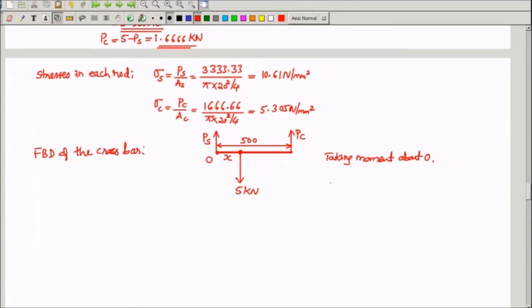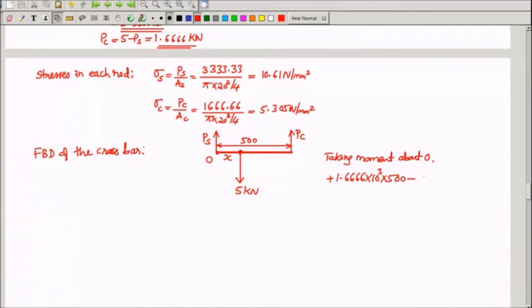So when you take the moment, PS into distance is 0, so PS will not produce any moment at O. PC will produce a moment. PC into 500 is a moment, 1.6666 into 10 power 3 because it is kilonewton, into 500. That's the moment, but it is an anti-clockwise moment about point O. If you take that as positive, the other moment, which is produced by the 5 kilonewton load, which is clockwise, has to be taken as negative.